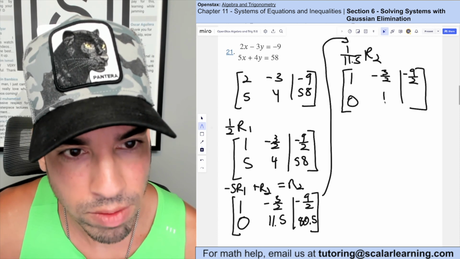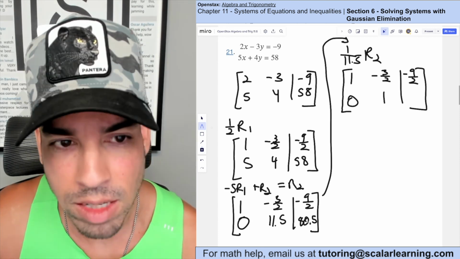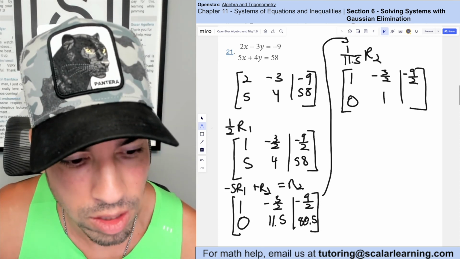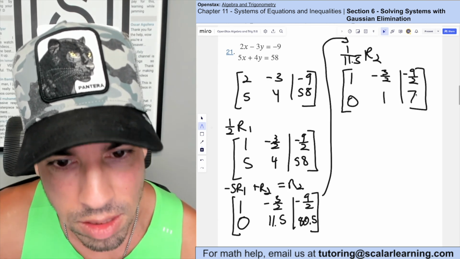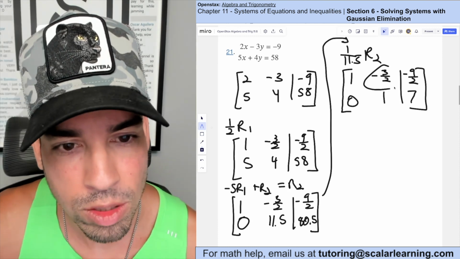That times 11.5 is 1. And this times 80.5, believe it or not, goes in nicely. It goes in exactly, 11.5 goes in exactly to this 7 times. So that's a nice answer there. Okay, last but not least, we've got to flip that to 0.